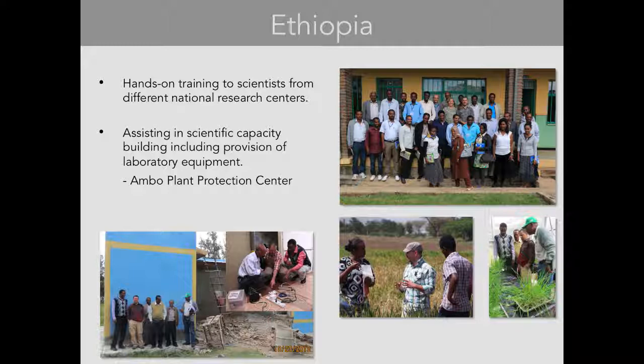Also in Ethiopia, in particular over the past 3 years, I have been invited as a resource person for participating in hands-on training for scientists from different national research centers. The last one happened last October, and you can see that Ruth Dill-Macky was also present there, covering Septoria and Fusarium head blight diseases as well. I've also been heavily involved in assisting with scientific capacity building, including provision of laboratory equipment, mostly at the Ambo Plant Protection Center. I was working with the pathology team in Ambo to establish a laboratory that is able to conduct race typing and disease evaluation.